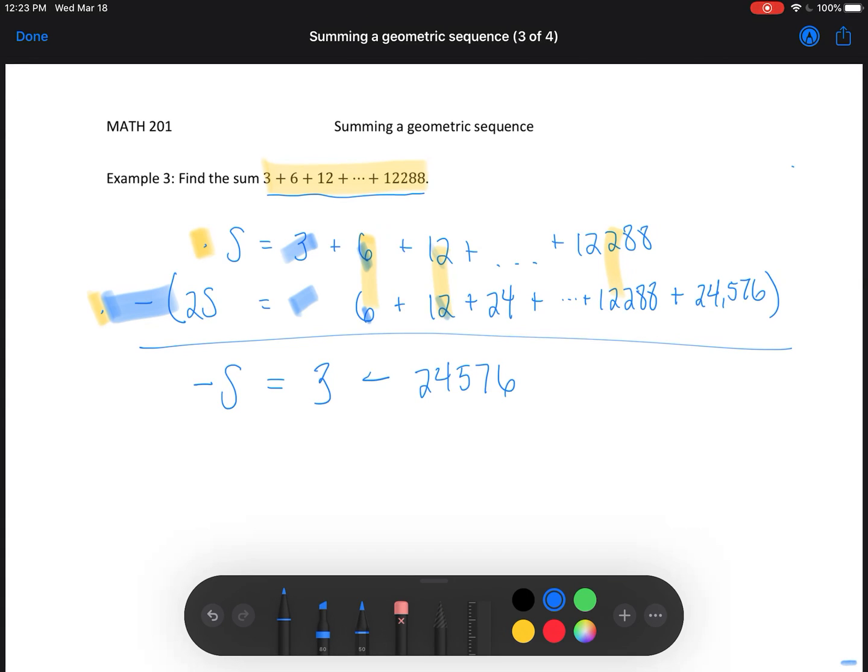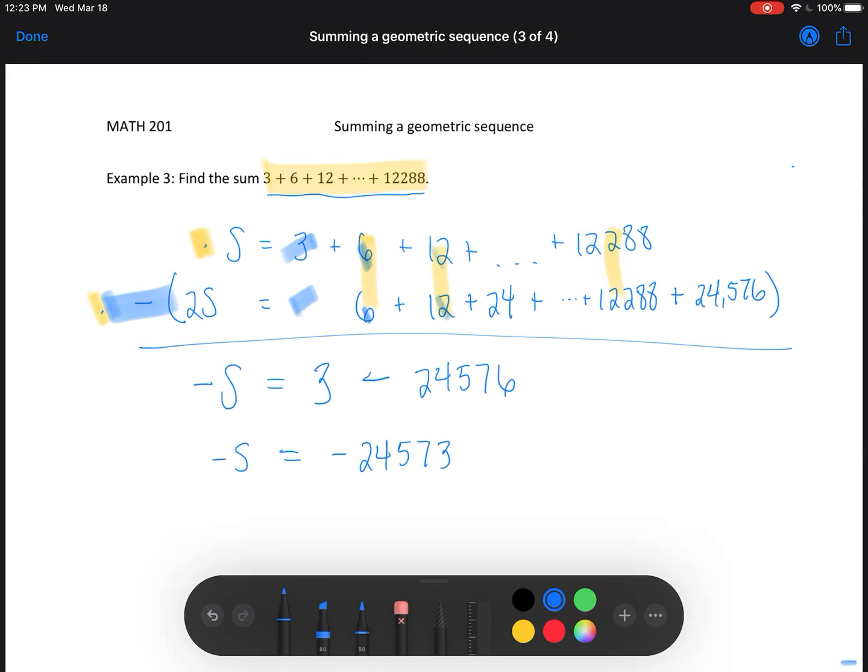Now we grab our calculator and we do 3 minus 24,576. And that gives negative 24,573, which is, of course, equal to the negative S on the left-hand side.